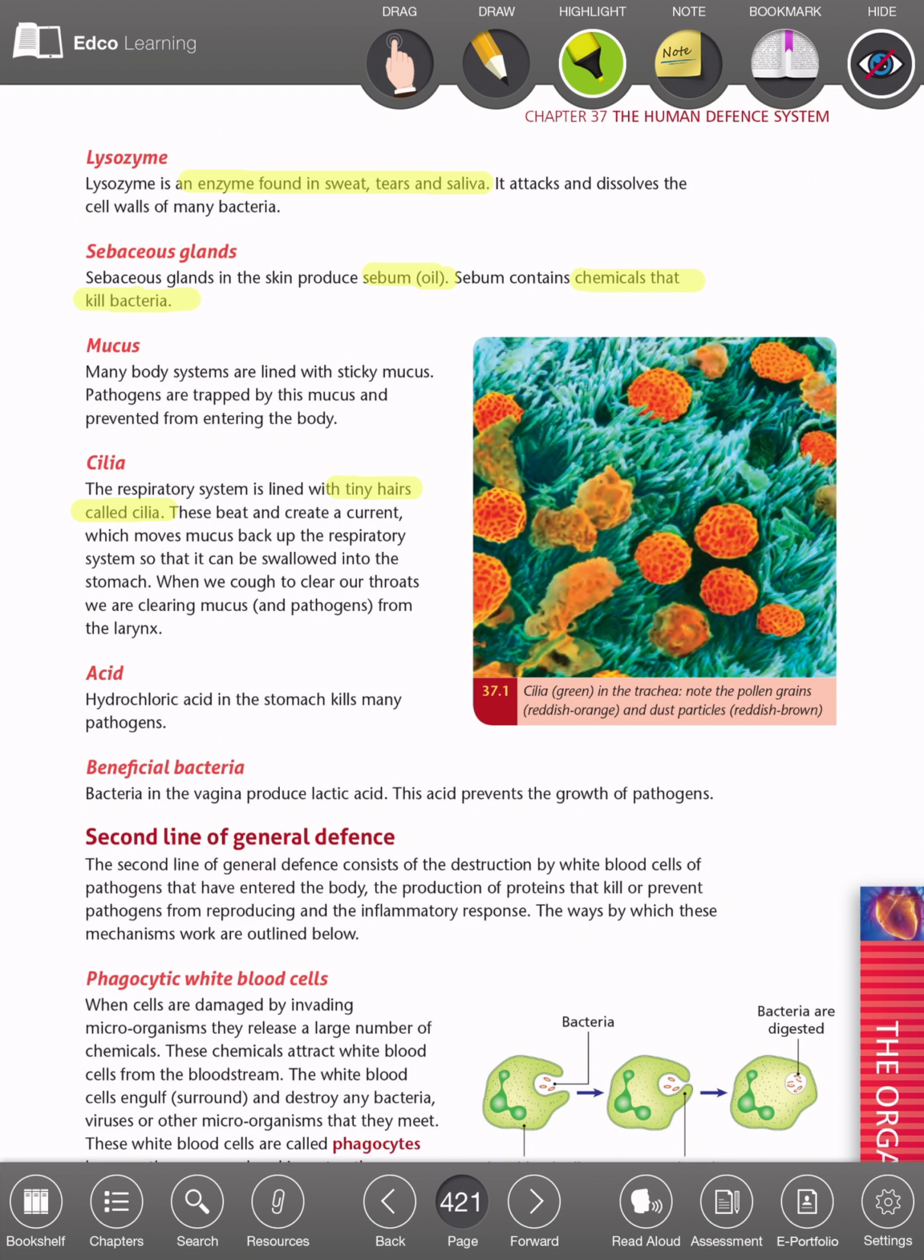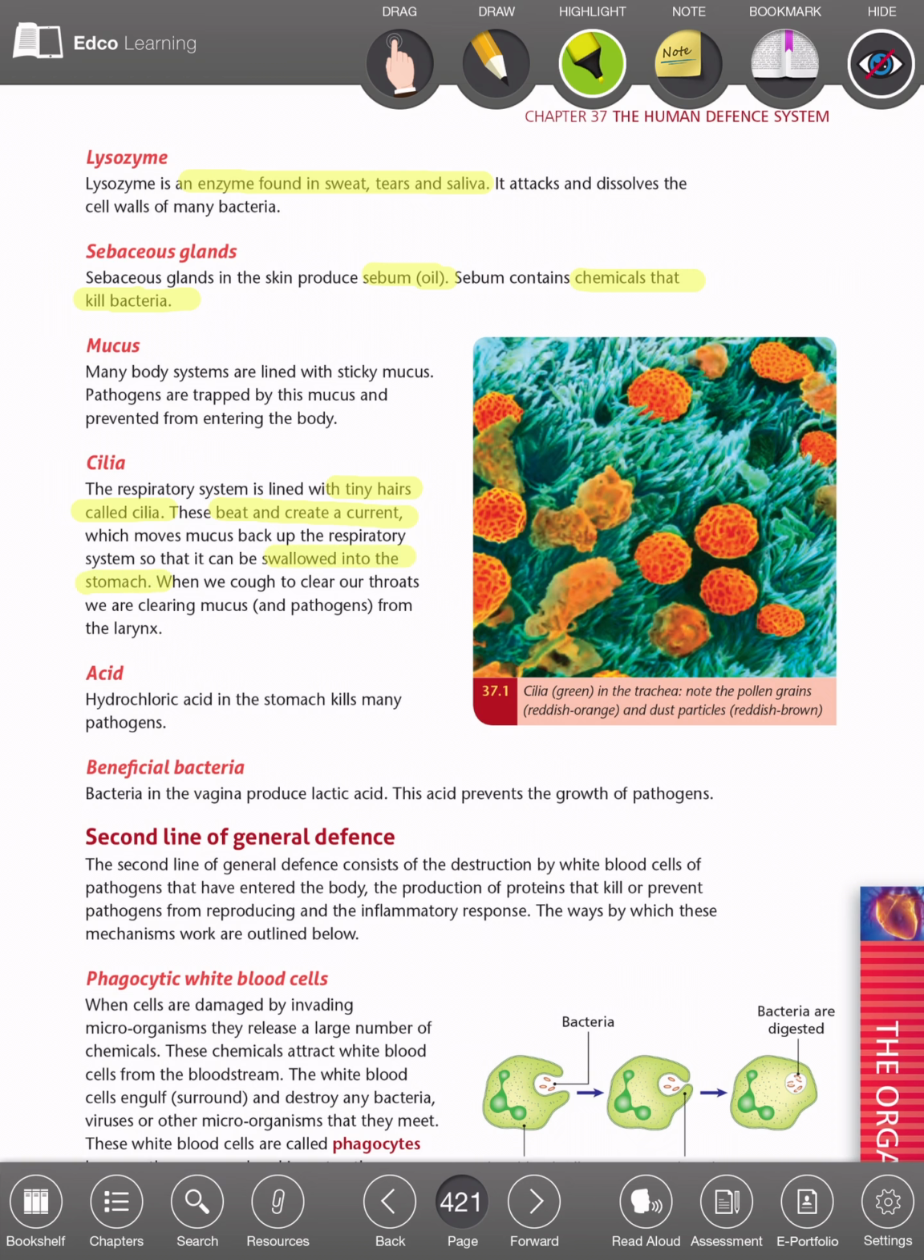So in this case, if some sort of pathogen enters the body, these cilia act as a method of general defense in order to push it back out of the body and into the open environment. They do this by beating and creating a current which moves mucus back up the respiratory system so that it can be swallowed into the stomach.